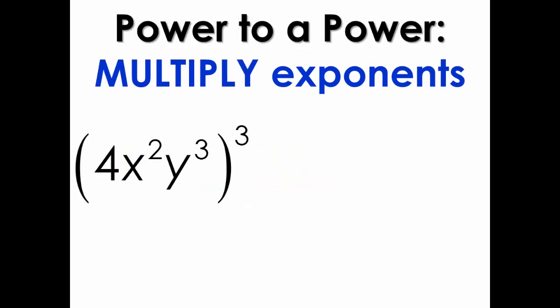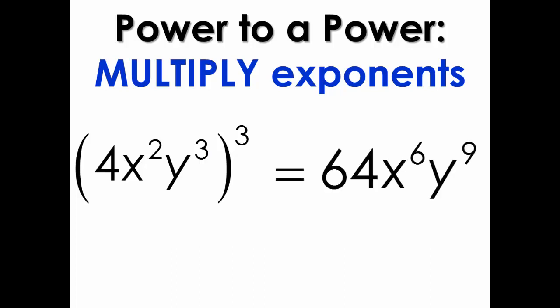When everything is multiplication inside the parentheses and you have a power raised to another power, everybody on the inside is going to get that third power in this example, and we're going to multiply those exponents. So it'll be a 4 to the third power, which you can do on your calculator, and then x to the 6th, y to the 9th.